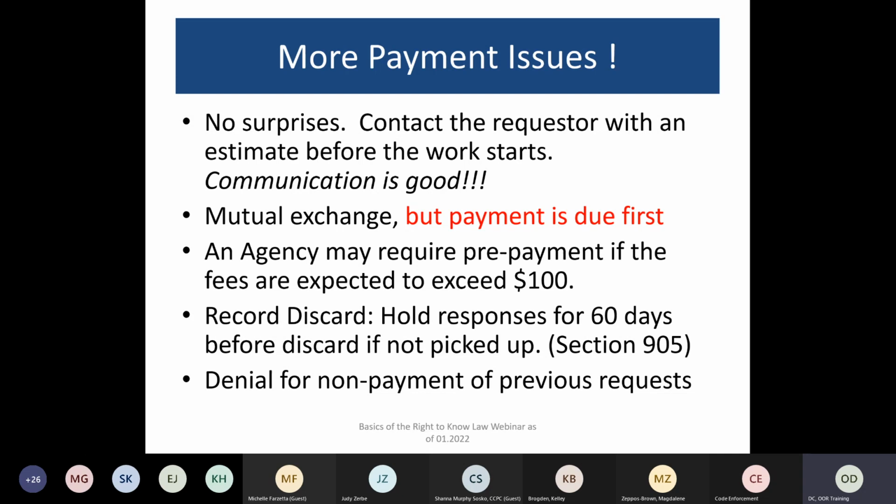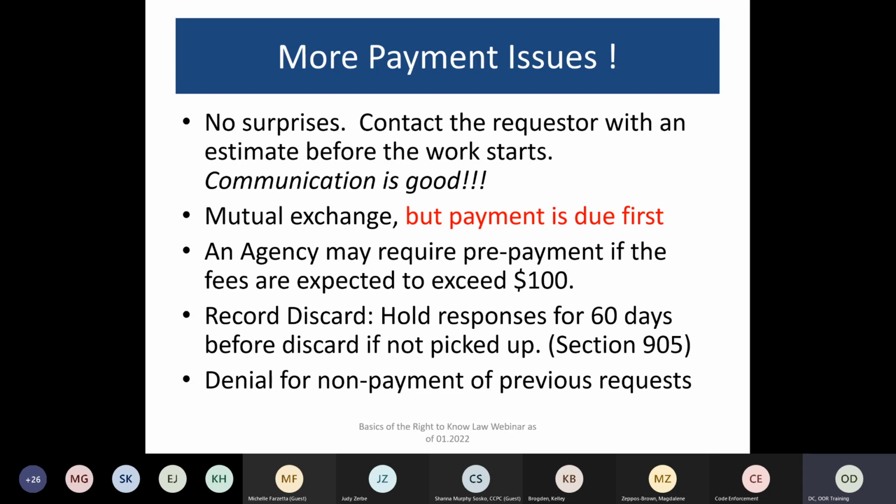Then there's a thing called record discard. That hasn't happened in years. It hasn't really come up, so I'm not going to get into the details. But basically what you need to take from this is that if a person submits a right to know request and they balk at payment and they owe your agency money for a previous right to know request, that kind of puts everything on hold, so that if you receive a subsequent right to know request, you can deny it based on the previous non-payment issue. So if a person owes you money, you can deny any subsequent request.